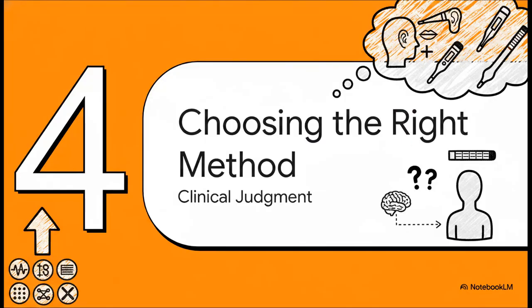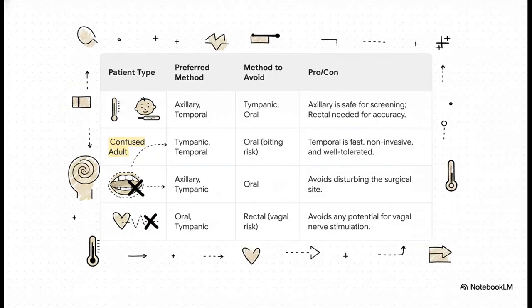So now you know the 5 ways to do it, but the real skill is knowing which one to choose, right? That's what Section 4 is all about, using your best clinical judgment to pick the right tool for the job. Let's look at this chart. Think of it as your cheat sheet. For a little baby under 6 months, an underarm temp is fine for a quick screen. But if you need a truly accurate number, rectal is the gold standard.